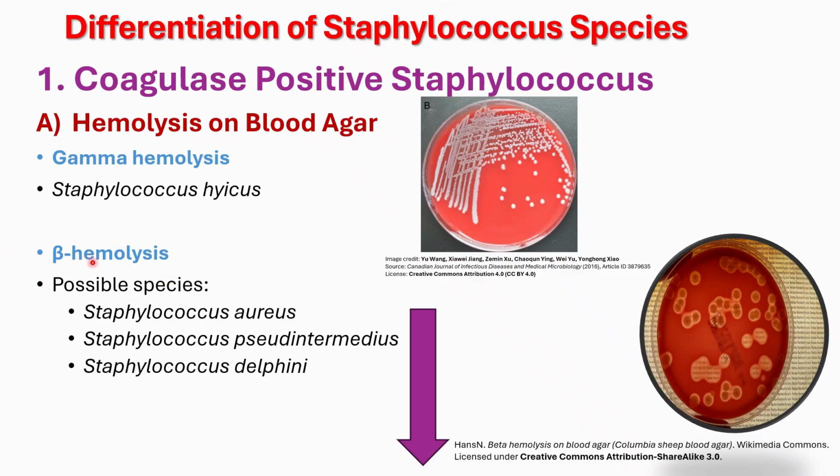The next type of hemolysis is beta hemolysis. It is characterized by a clear zone of complete hemolysis surrounding the colonies. Beta hemolytic species include Staphylococcus aureus, Staphylococcus pseudintermedius, and Staphylococcus delphini. Observing the type of hemolysis on blood agar is a crucial step in the laboratory for identifying coagulase positive Staphylococcus and narrowing down the species responsible for infection in both humans and animals. Beta hemolytic species need other biochemical tests to differentiate them separately, which will be discussed in the coming slides.